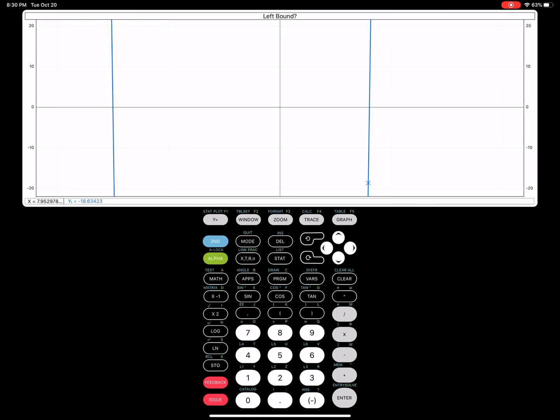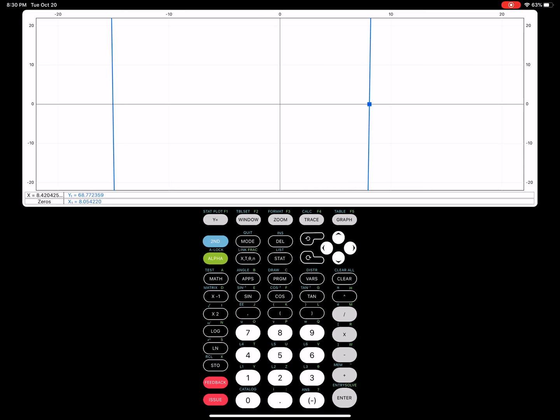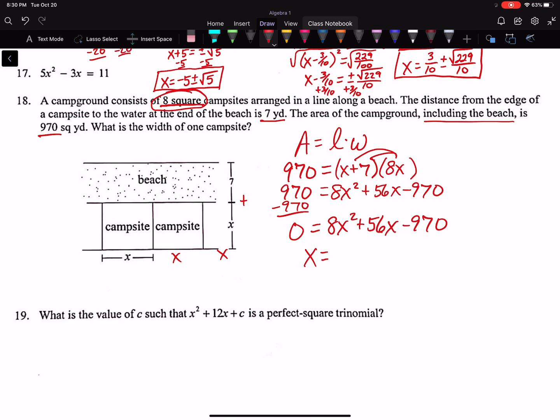It's to the left. I'm going to hit enter, move it to the right and hit enter again, and it tells me my 0 is at 8.05. So that is my width right there. So x equals 8.05, and that was yards. Now, I do have a negative answer, but it doesn't matter because we're talking about a real life problem, and real life is not going to have a negative width.